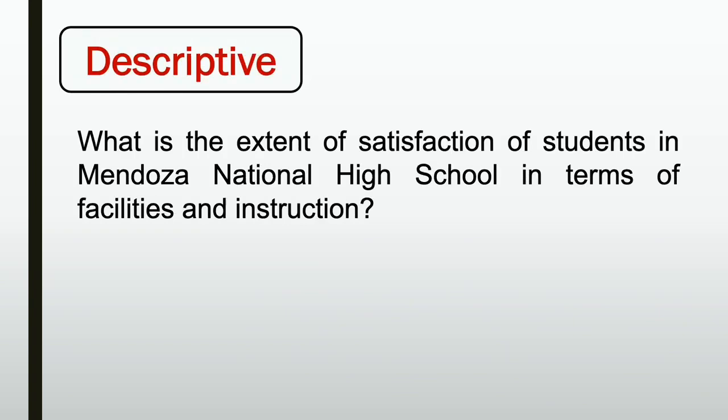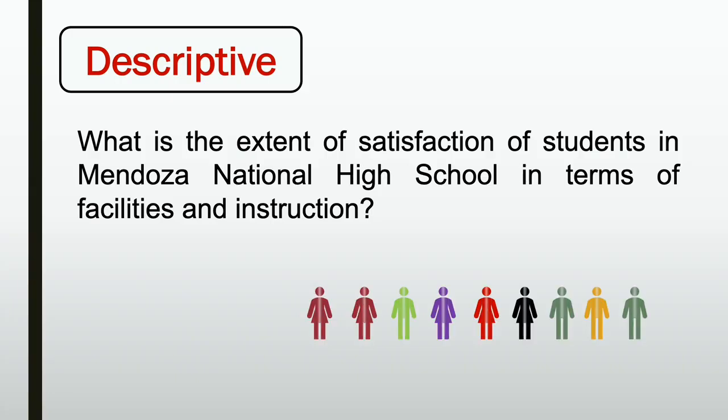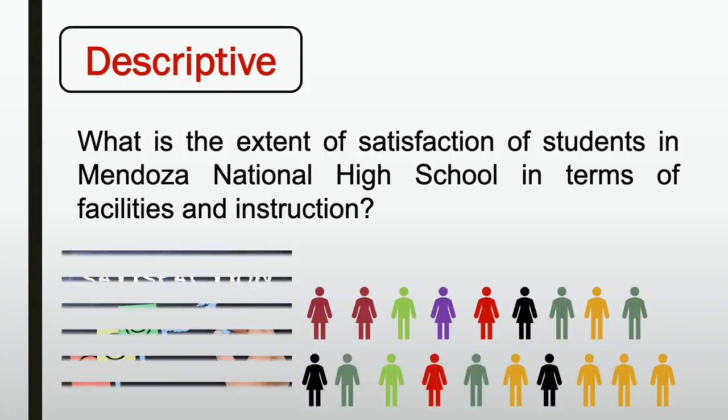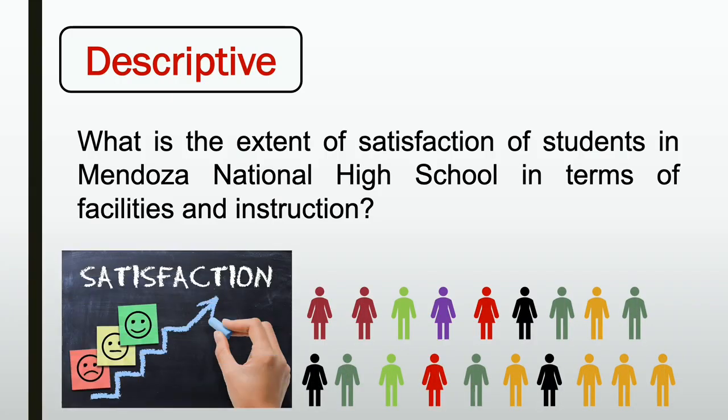Another example: a researcher is interested in determining the extent of satisfaction of students in Mendoza National High School in terms of facilities and instruction. Similar with the previous example, descriptive research design is appropriate to use because the researcher's objective is only to describe and interpret the student's extent of satisfaction in terms of a particular research issue.